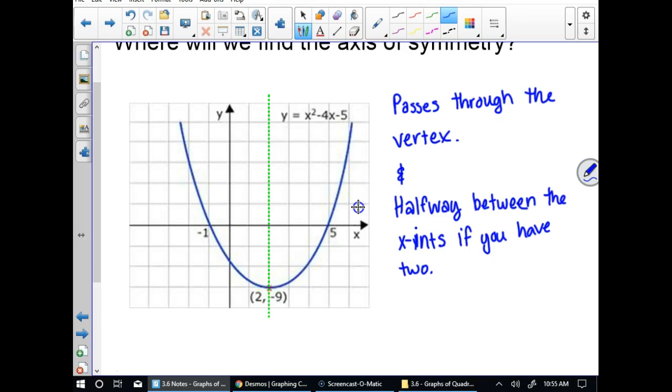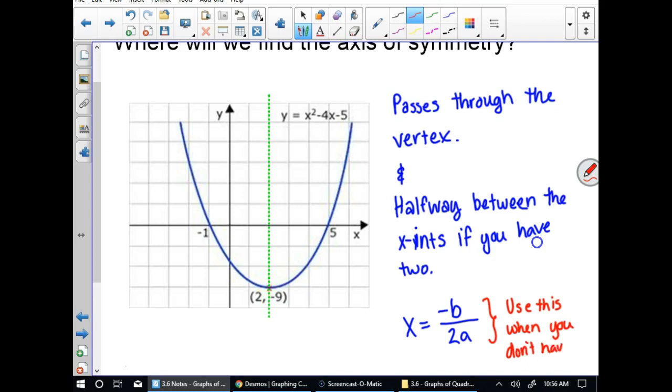So sometimes they don't have x-intercepts, and if they don't have x-intercepts, I don't copy everything. Oh, no. Okay. If they don't have x-intercepts, then what we have to do is use this formula: x equals negative b over 2a. Okay. So use this when you don't have x-intercepts. Or we're going to see sometimes it's just easier to use that anyway. But if you don't have x-intercepts, you have to use negative b over 2a. Okay?